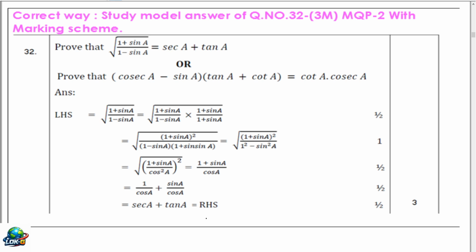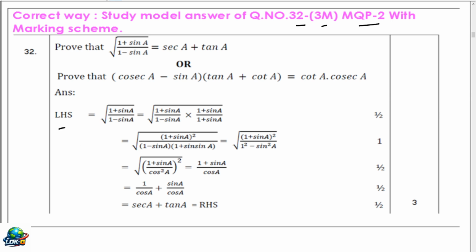Next, model question number 2, question number 32, a 3 marks question. Therefore, I am taking only tough questions here. Easy questions you already solved, you know. Prove that root of 1 plus sin A upon 1 minus sin A is equal to sec A plus tan A.